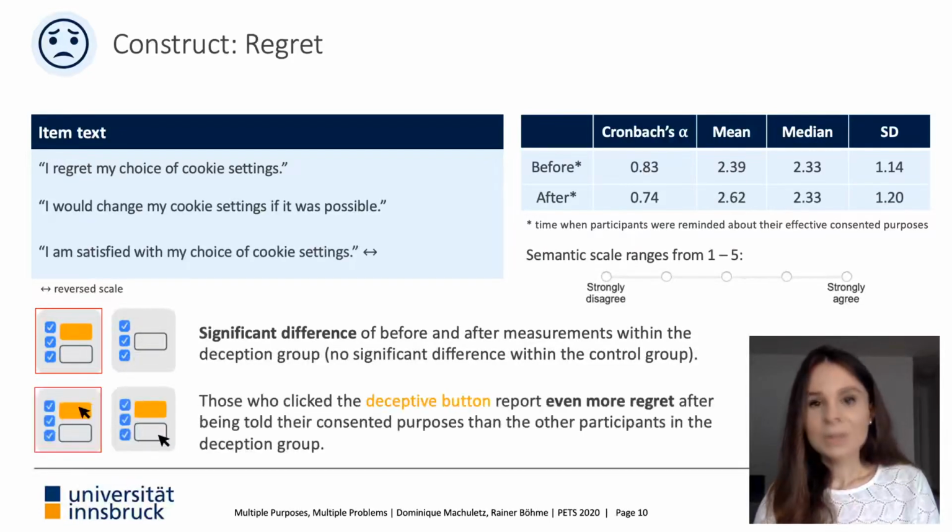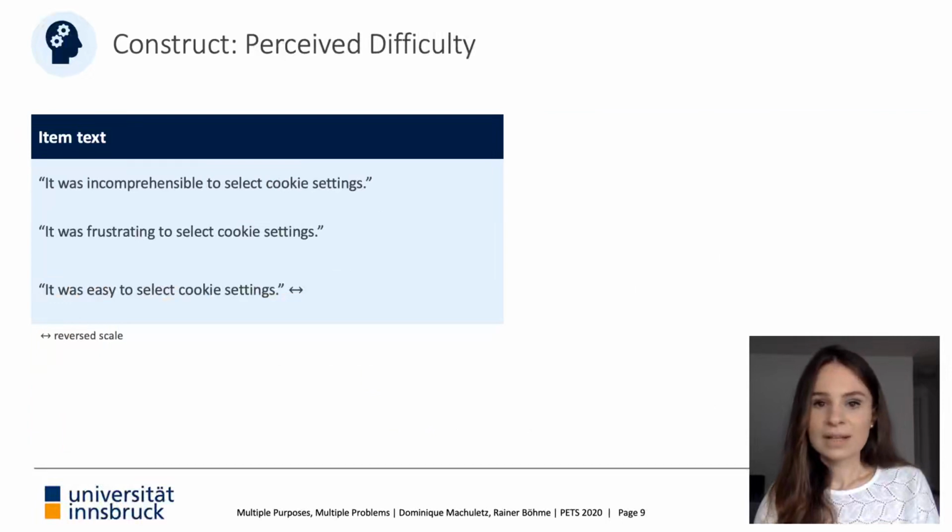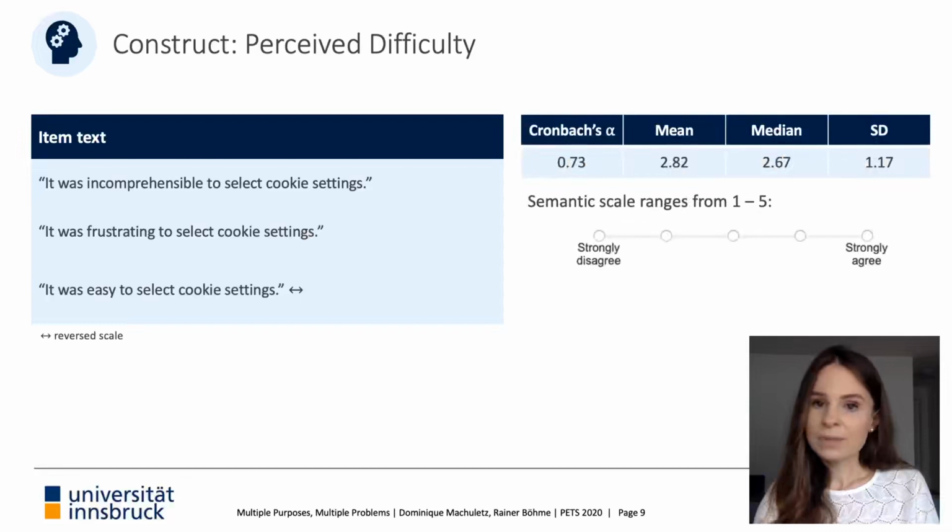In a second step, we specifically compared participants who clicked the default button with those who clicked the other button. And we find that those who clicked the yellow button report even more regret after being informed about their actual consented purposes. The third construct we measured in the questionnaire is the perceived difficulty of responding to the consent dialogue. Specifically, we asked users to state to which degree it was incomprehensible, frustrating, and easy to select cookie settings. We asked this to find out if users can deal with multiple purposes at a time.